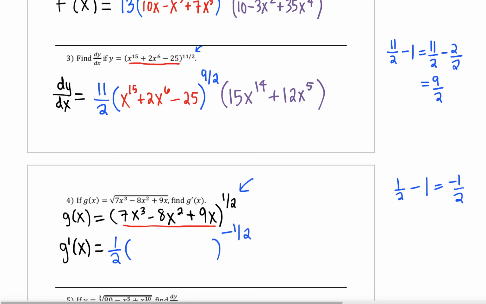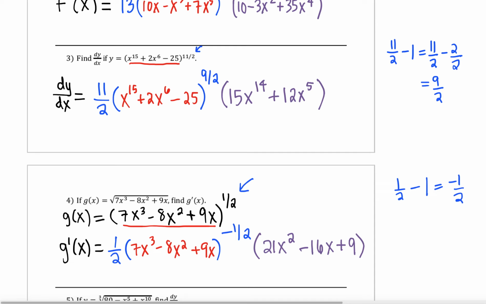Now in the chain rule, the next thing it says is to keep the inside function the same. So the 7x cubed minus 8x squared plus 9x all stays the same, times I then need to multiply by the derivative of the inside function. Now to differentiate the inside function, I would take the derivative of 7x cubed, which would give me 21x squared, minus derivative of 8x squared would be 16x, and then plus 9 for the derivative of the 9x. And that whole thing right there would be our derivative.